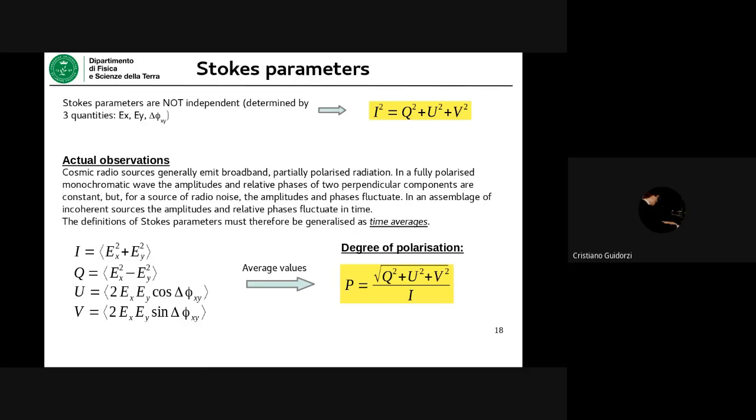So when you have 100, or just 1, if you want to, usually people measure the degree of polarization in percentage. So 100% polarization is the highest value you can have. It means that the wave whose polarization you are measuring is fully polarized. So it's fully coherent.